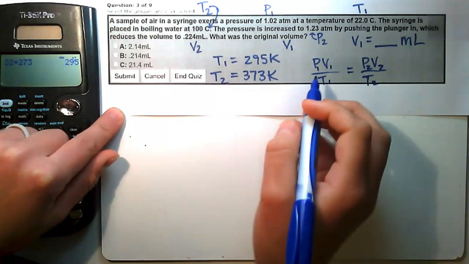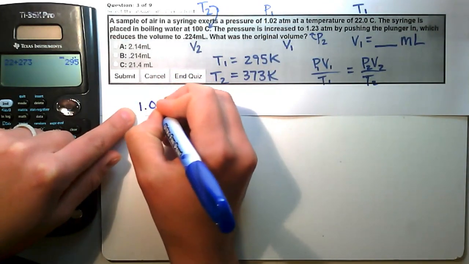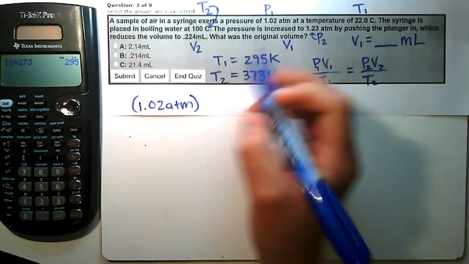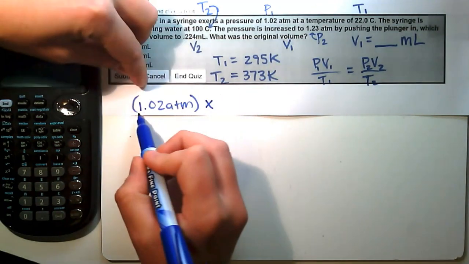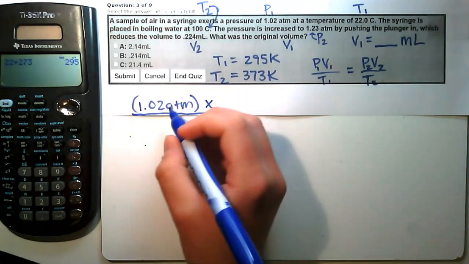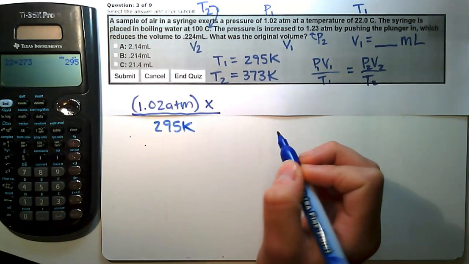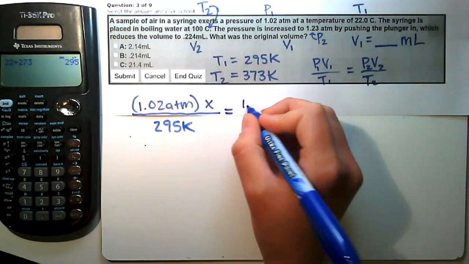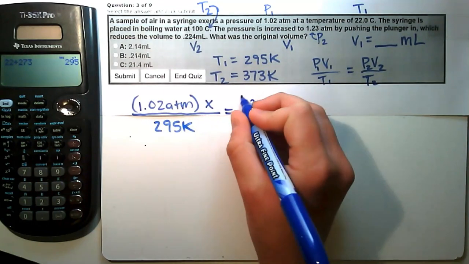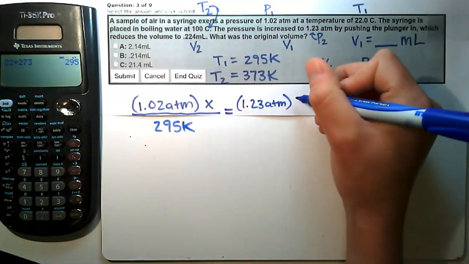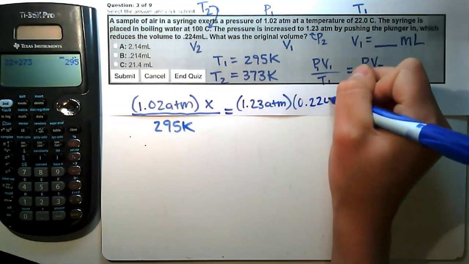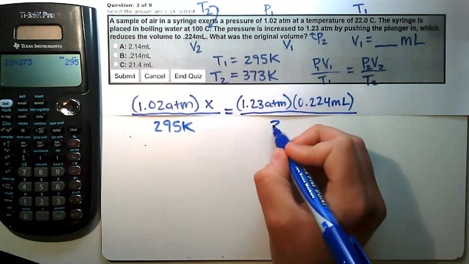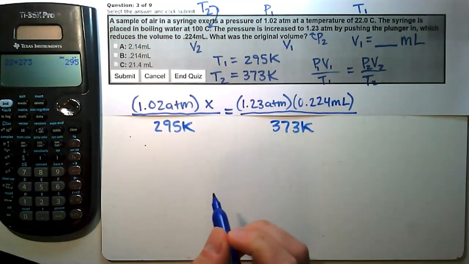Right, let's see. So P1 is 1.02 atm times V1, which we don't know, so we're going to substitute an X, over T1, which is 295 Kelvin, equals P2, our P2 is 1.23 atm, times V2, which we know is 0.224 milliliters, over T2, which is 373 Kelvin. Alright, we have our problem set up.